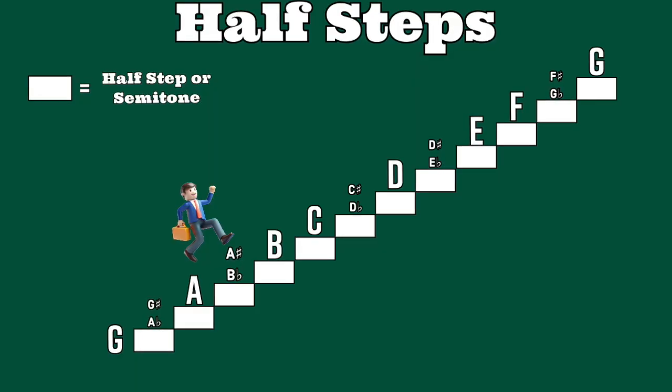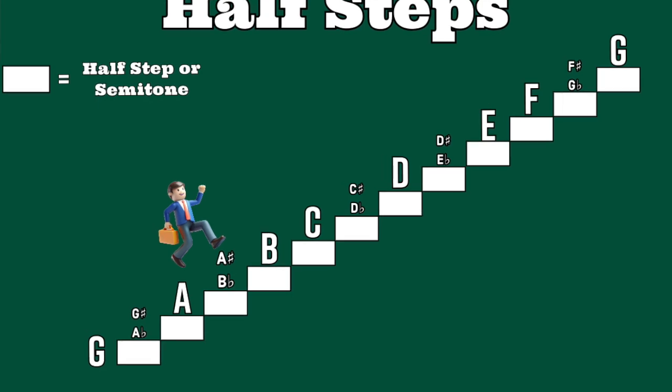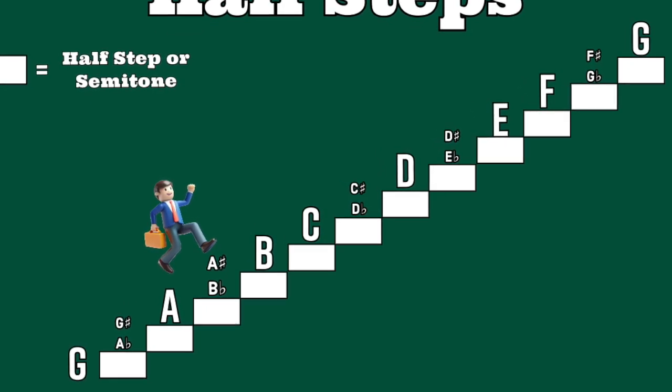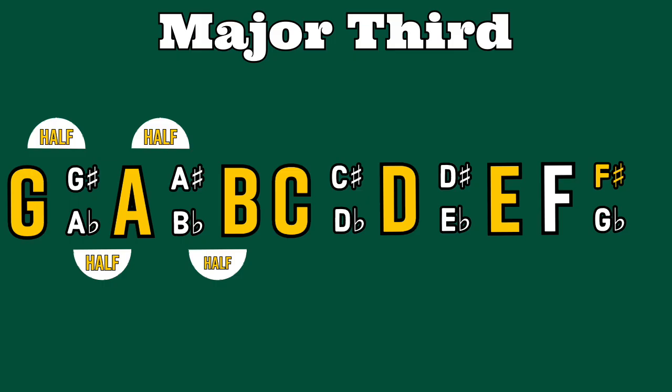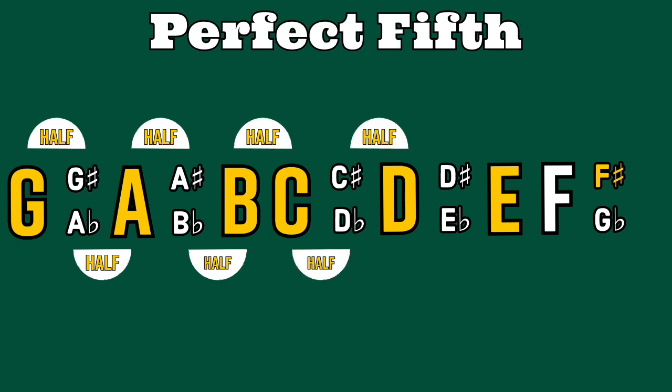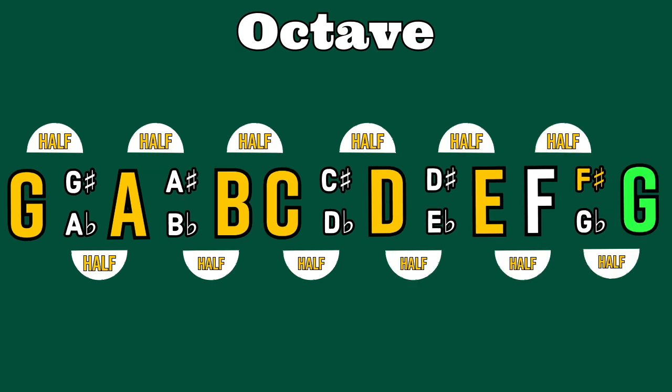A half step is the smallest increment between an interval using the musical alphabet. 4 half steps equal a major third interval from G to B, 7 half steps equal a perfect fifth interval from G to D, 12 half steps equal an octave interval from G to G.